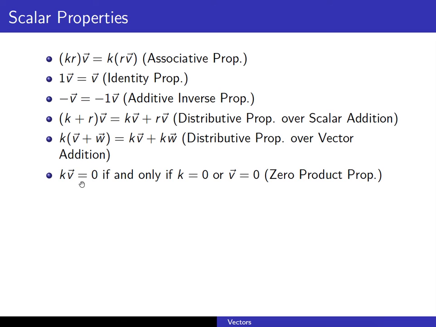k times vector v is 0 if and only if either k is 0 or vector v is 0. So just like in algebra class where two things multiply together to make 0, at least one of them has to be 0, maybe both, but it's either the first or the second, but again, it could be both.